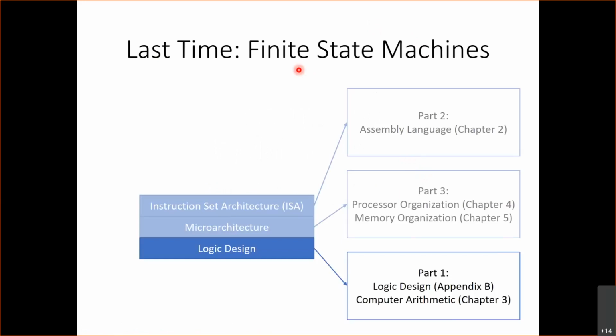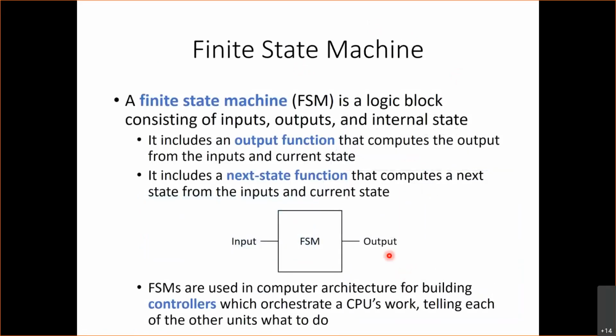So last time we looked at finite state machines. We're approaching the end of part 1 of this course. We have a few more lectures left. We said that a finite state machine was a logic block that has inputs, outputs, and some state inside of it. And there's two parts of the finite state machine. One part computes the output based on the input and the state, and another part computes the next state based on the input and the current state.